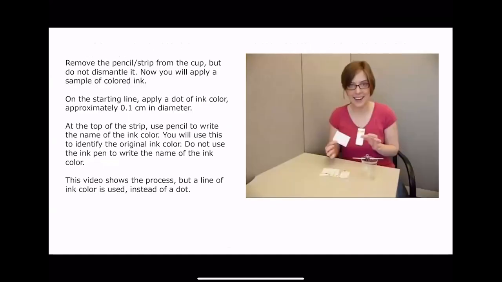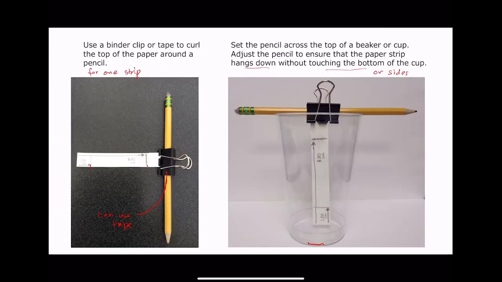So we need to wrap it around the pencil, the top of the paper. Looks like this. And the reason you're wrapping it around the top is because if you don't, it's going to be too long coming down to the bottom of the cup. You want to make sure it doesn't touch the bottom of the cup. Okay, so wrap it around.